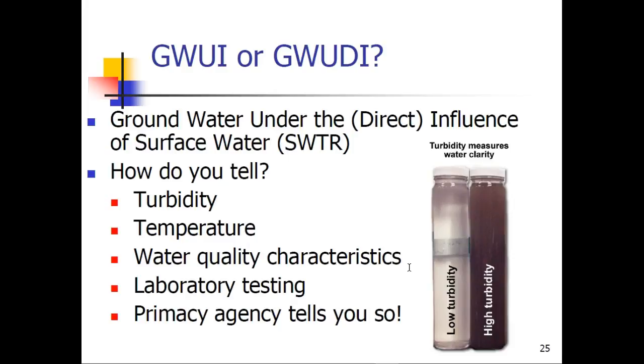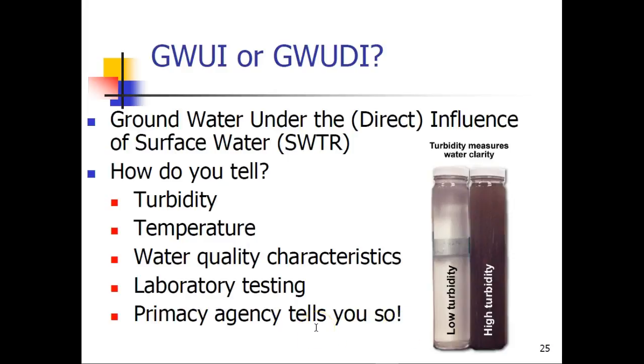GWUI, what does that mean? Groundwater under the influence. Or we have GWUDI, which is groundwater under direct influence. So how do you tell the difference? What are we looking at? We're looking at turbidity, temperature, water quality characteristics. Lab testing certainly tells us, and your primacy agency.